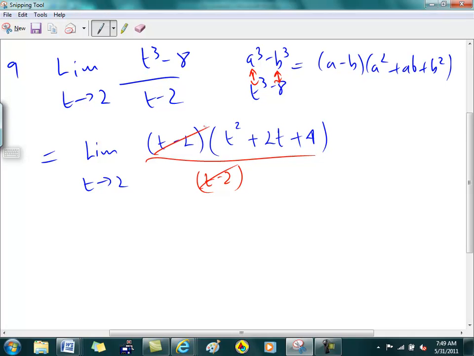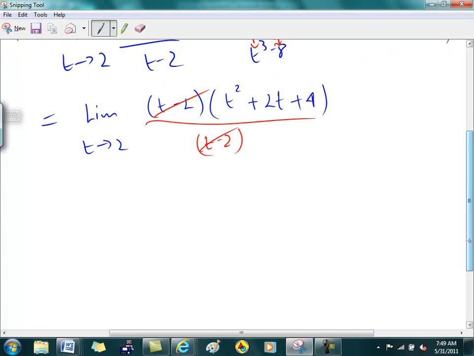Number 15. Do you group them? Yeah, group and factor. Can you show? Okay. Number 15, limit as x goes towards 2.